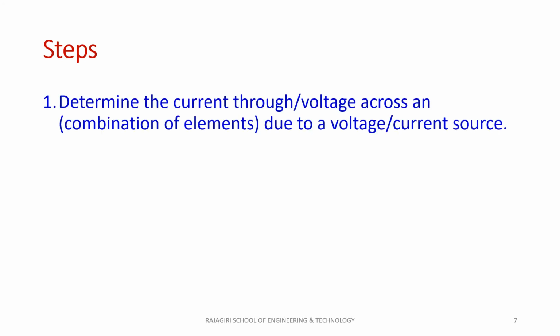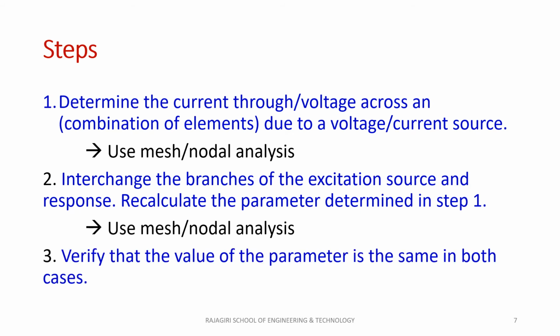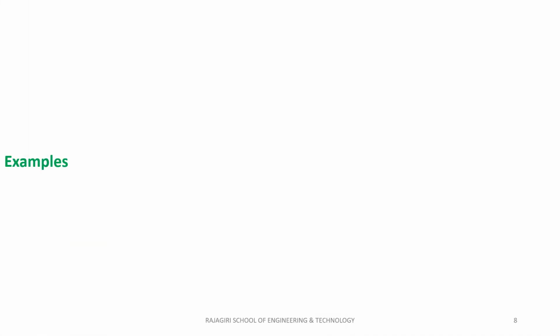If we are to prove the reciprocity theorem for a given circuit, we shall follow the given steps. Firstly, the response due to the excitation shall be determined using mesh or nodal analysis. After that, interchange the branches where the excitation is applied and the response is determined. Perform the analysis to find the response again. Verify that the responses match in both cases. Let us now visit a few examples.